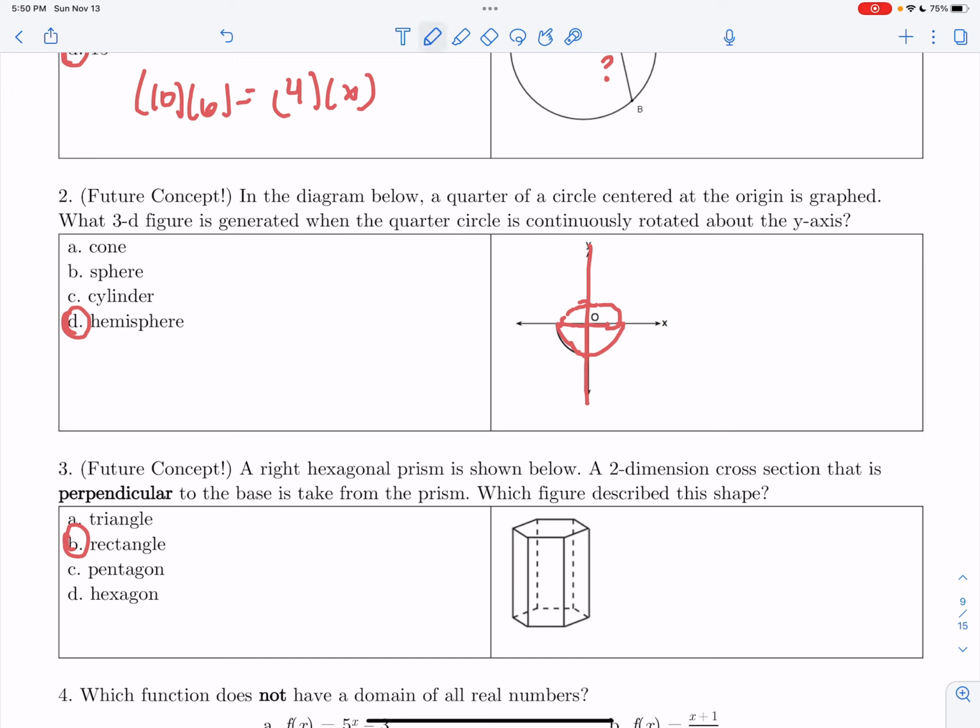Now, why does this work? Well, if you were to look at this, notice it's a rectangle. Every side face is a rectangle. So perpendicular to the base, it's a rectangle. Now, if you were asked parallel to the base, then if I were to cut it parallel like this right here, then you're going to see that the shape is going to be a hexagon.